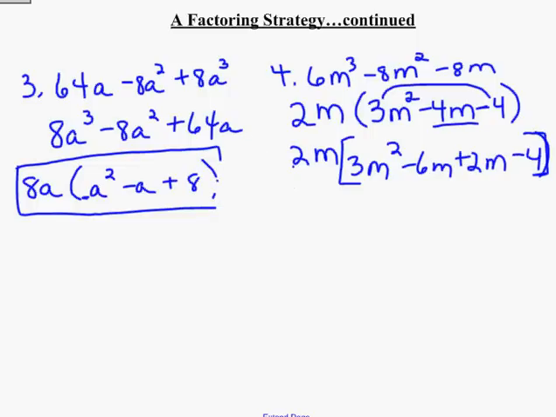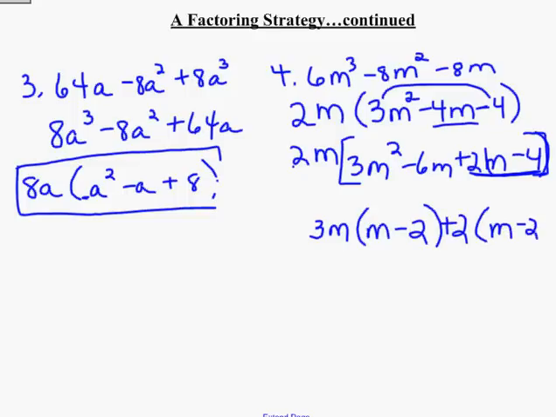I am going to look for what's in common between 3m squared and 6m, and that's 3m. And what I have left, 3m squared divided by 3m is m. 6m divided by 3m is minus 2. I didn't factor out a negative, so I don't need to change that sign. And now, I need to have in my second set of parentheses, after I factor that, m minus 2. I have 2m minus 4, so I can factor out a positive 2, and that leaves me m minus 2. I can't forget that 2m I factored out at the beginning. You don't want to forget something you factor out as a GCF.